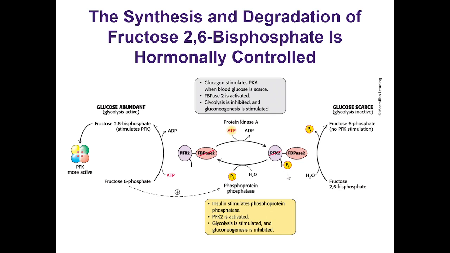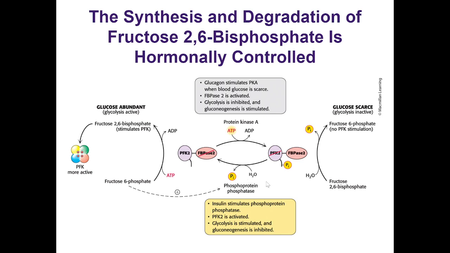Okay. So this is the FBPase2, and again, this is the one that's going to be activated. We have glucose being scarce, glycolysis is inactivated, and this is how it actually does that inactivation right here. So we have the fructose 2,6-bisphosphate being hydrolyzed to give us the orthophosphate and a fructose 6-phosphate, which does not do a PFK stimulation. The protein kinase A is the one that takes ATP, phosphorylates this, and that favors the FBPase2 activity.